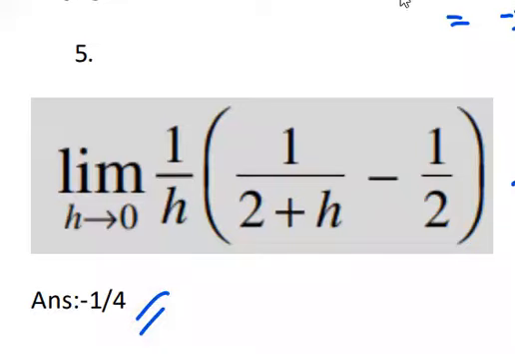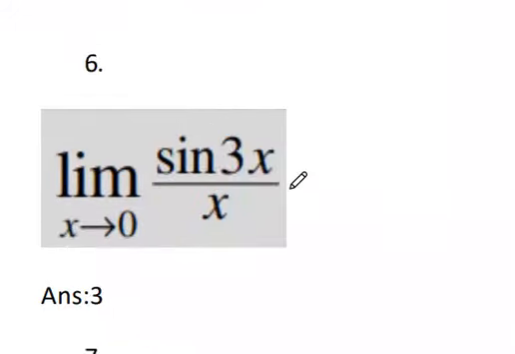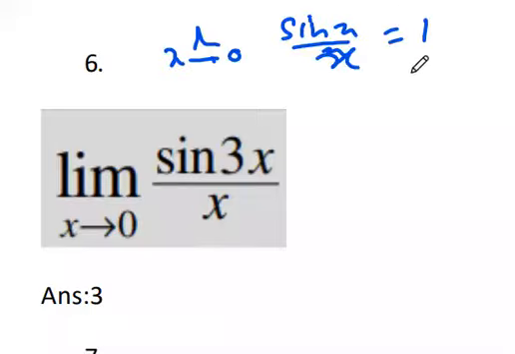This is correct. Now we are going to find the limit of these kinds of trigonometric functions. We know the famous limit, the limit of sine x over x as x tends to 0. So this function approaches 1.